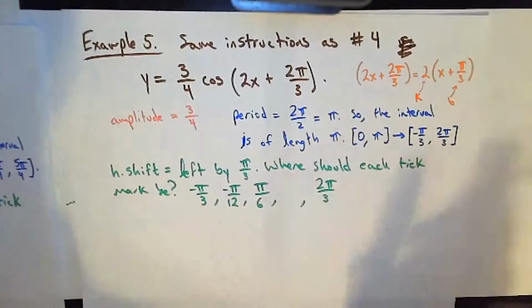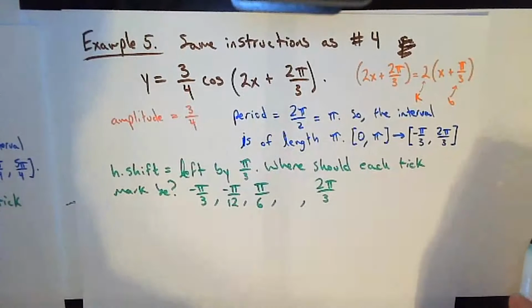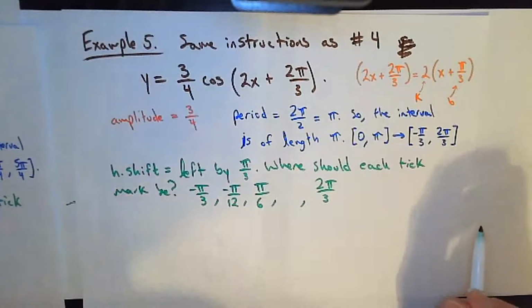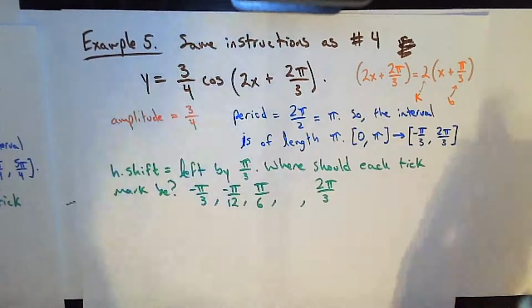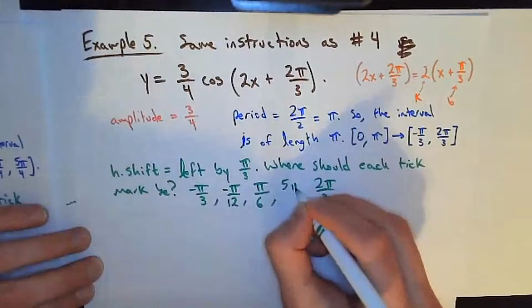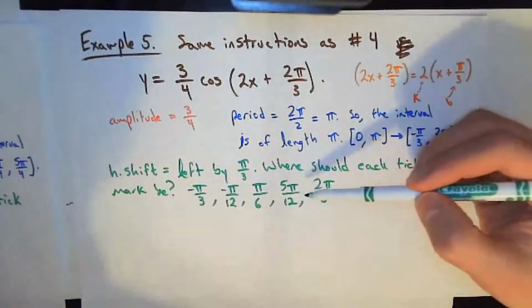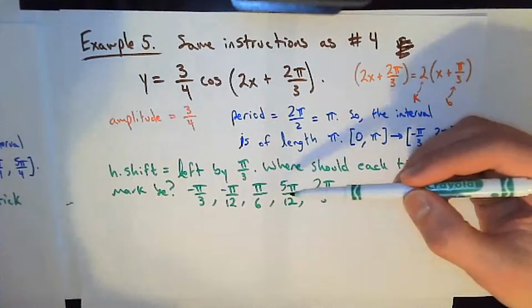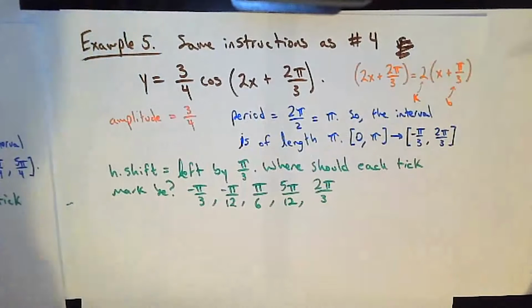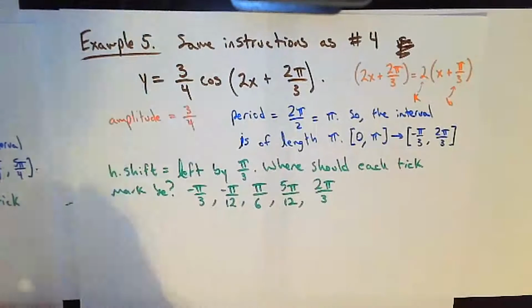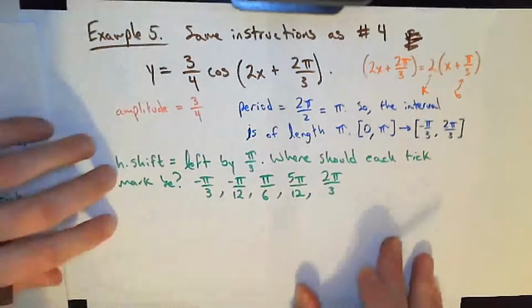I'm letting you do this, right? You can pause the video, do these on the side. And then pi on 6, let's see, 2, 3, 5 pi on 12. And just to make sure I got my fraction addition right, another 3 pi on 12 added onto this would be 8 pi on 12, which would reduce to 2 pi on 3. Cool.